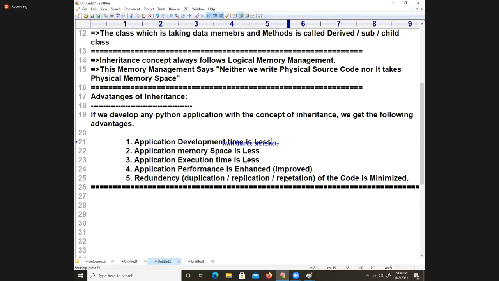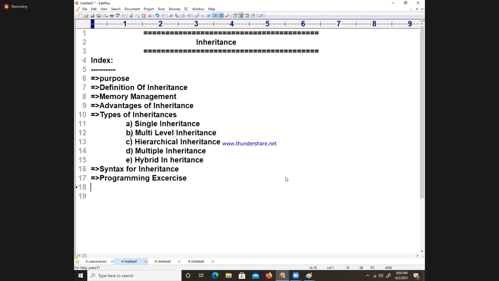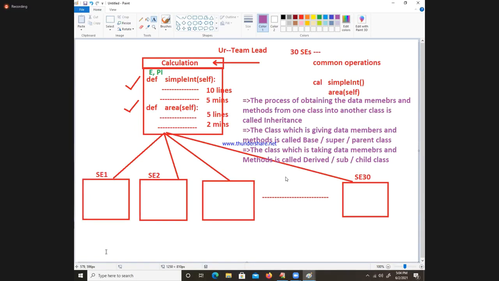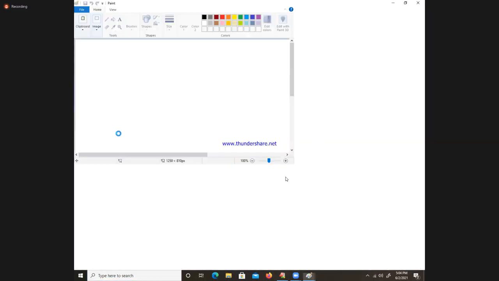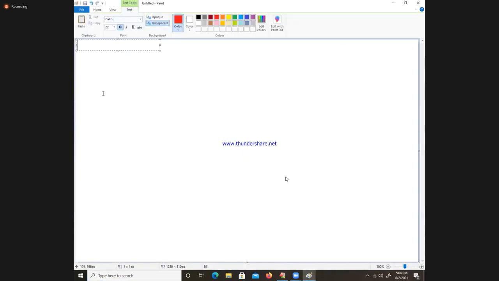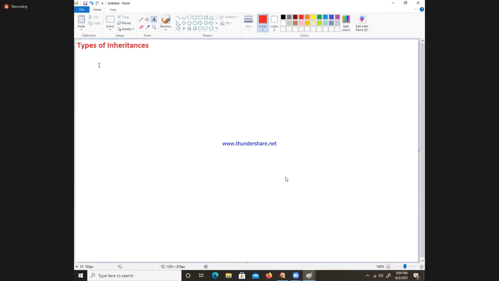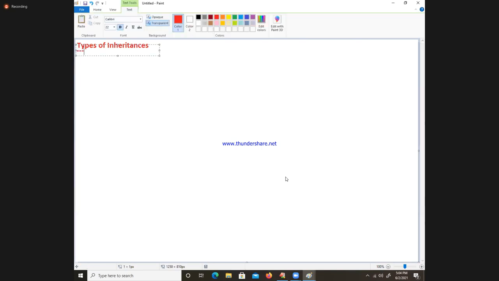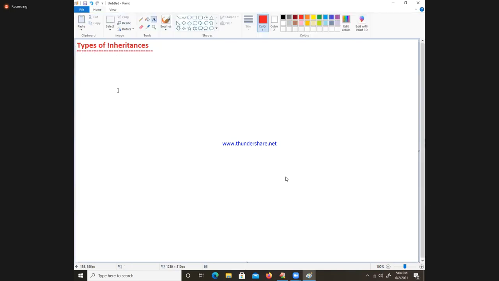Right. Done. How many examples did I say? Four examples I said. That is the first four levels of examples, over. Hybrid inheritance, I will draw the figure. Now I am going to enter into types of inheritances. Now I am explaining with the paintbrush. Types of inheritance is my topic. Very, very, very simple. Look at me.